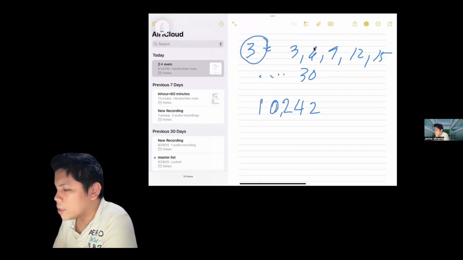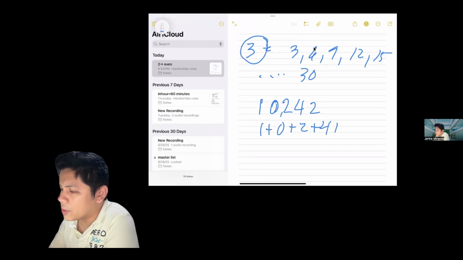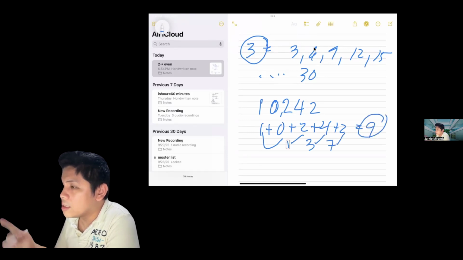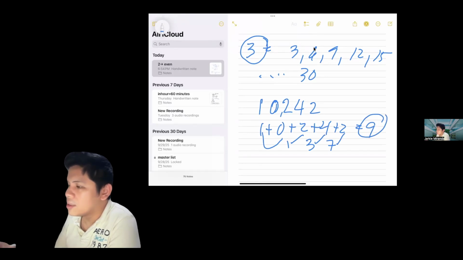Okay, you will know that if you're going to add all the digits. So that's going to be 1 plus 0 plus 2 plus 4 plus 2. Okay, 1 plus 0 is 1, 1 plus 2 is 3, 3 plus 4 is 7, 7 plus 2 is 9. Okay, is 9 divisible by 3? Yes, because you memorize the multiples of 3.